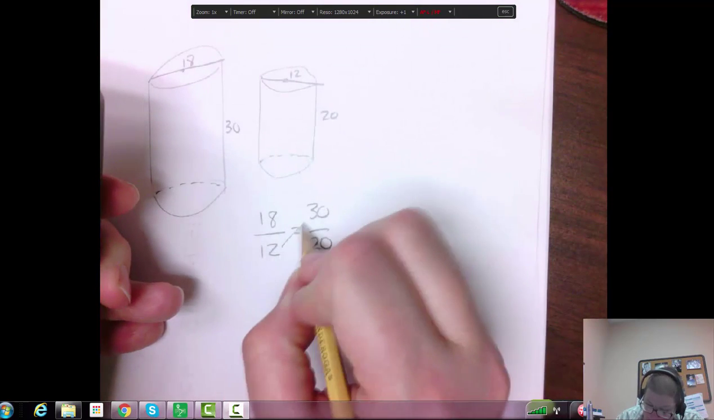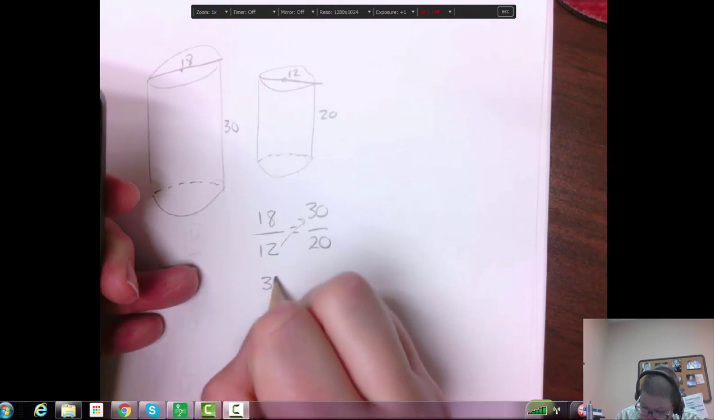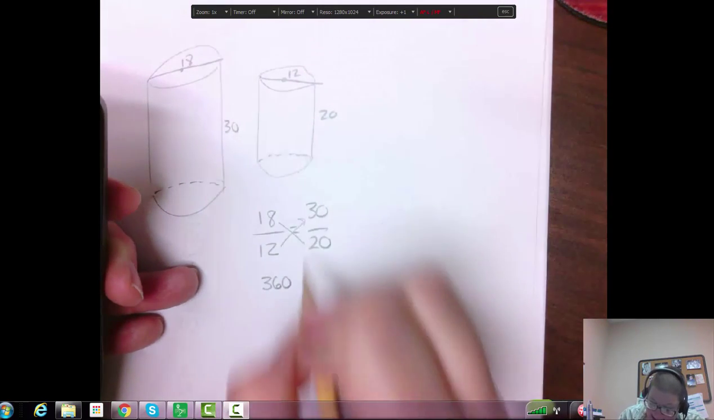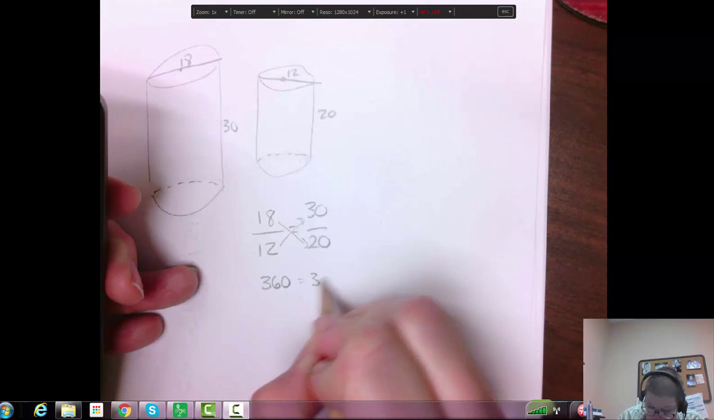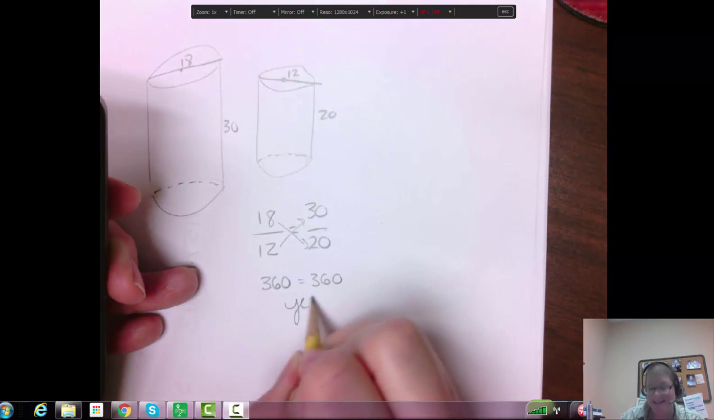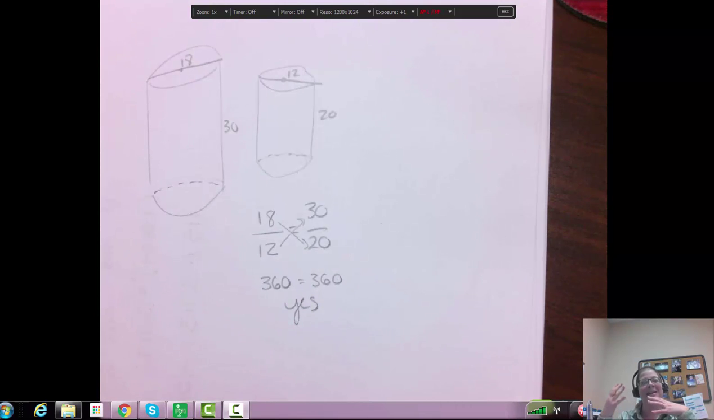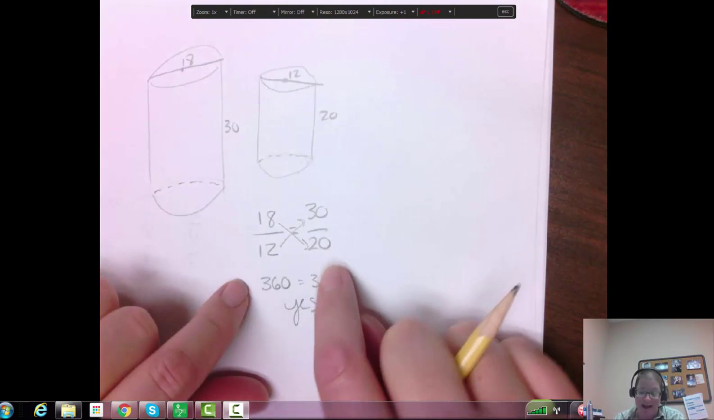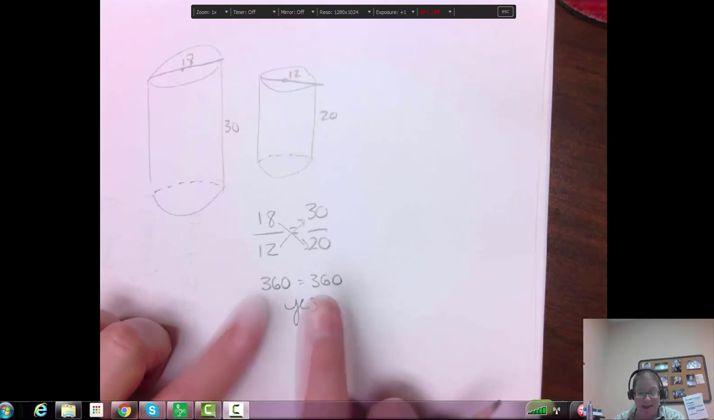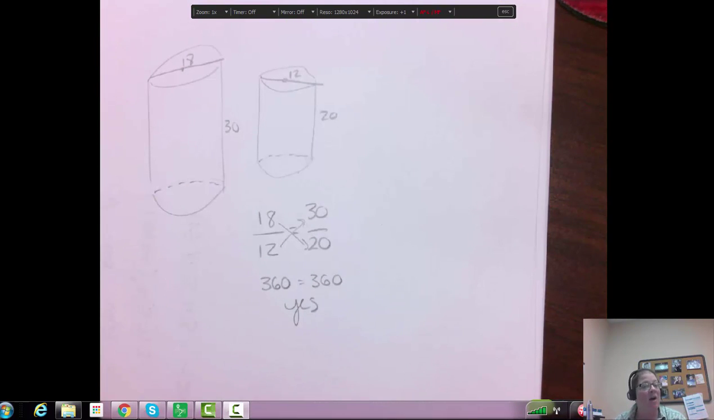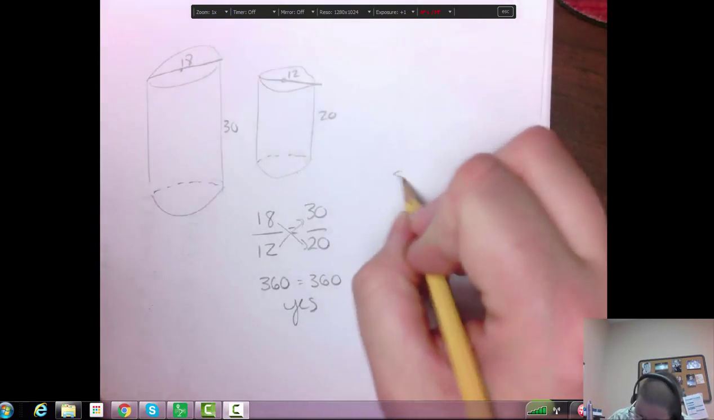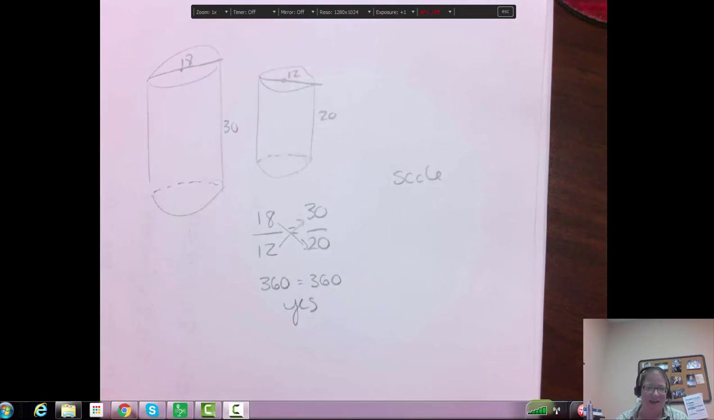So I'm going to go 12 times 30 and I get 360. And then 18 times 20 is 360. So yes, these are similar because the ratios were the same, or if you reduce the fractions, you'd get 3/2 on both sides, or cross multiplication is equal. So yes, they are. What would be the scale factor? If they're not, you don't have a scale factor.